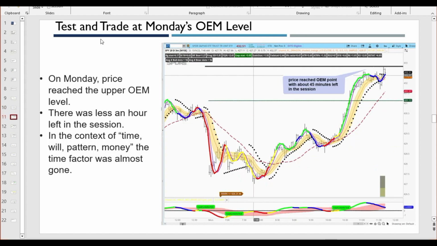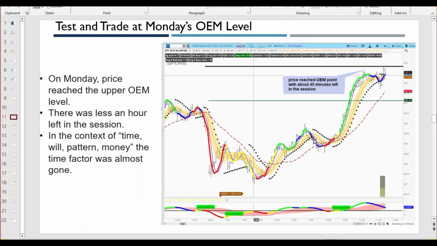So this is just an example of one of the tests and the trades, what that looked like. This was from a Monday where you can see this gray horizontal line is our OEM level on the upside on SPY, and here you can see price reached that point. There was only about 45 minutes left in the session, so less than an hour.